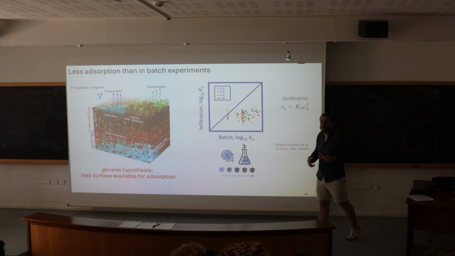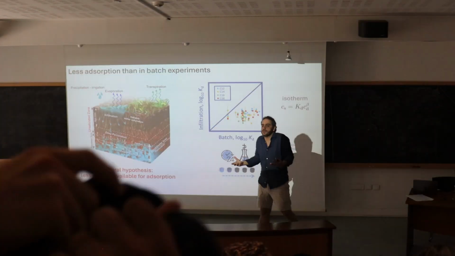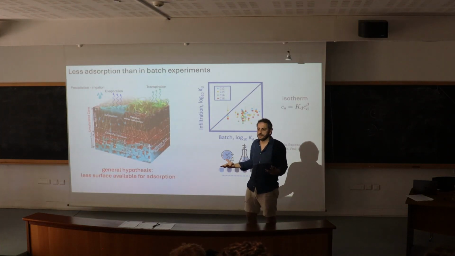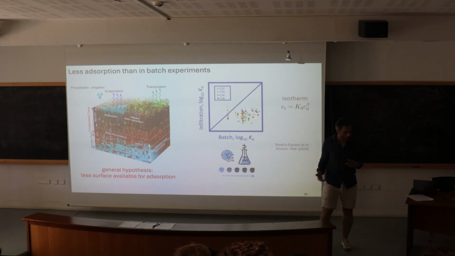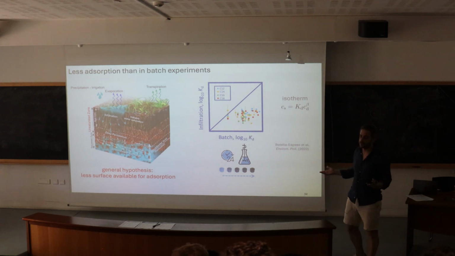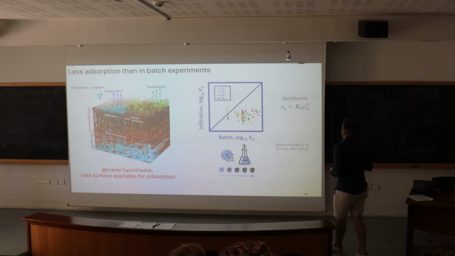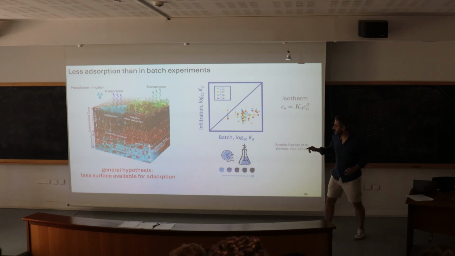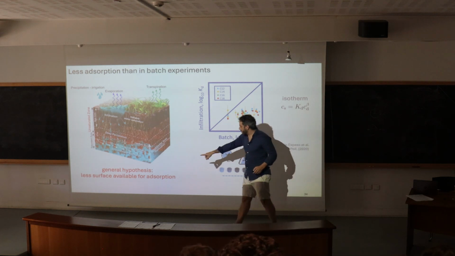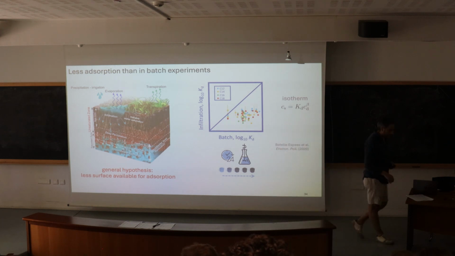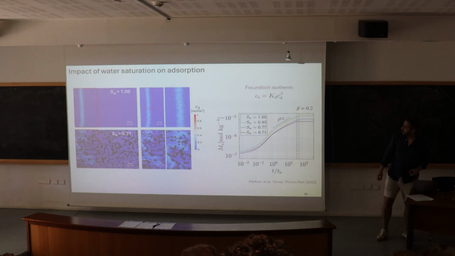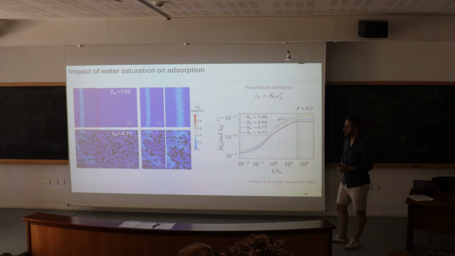In batch experiments, you maximize the surface in contact between the contaminant and the solids. But in reality, it's not like that. I just showed that we have incomplete mixing. Not all the solids are available for absorption. So, taking this in mind, and the general hypothesis is, as I say, when you decrease saturation, you have less surface available for absorption. Well, we say, yeah, but what is the role of mixing?